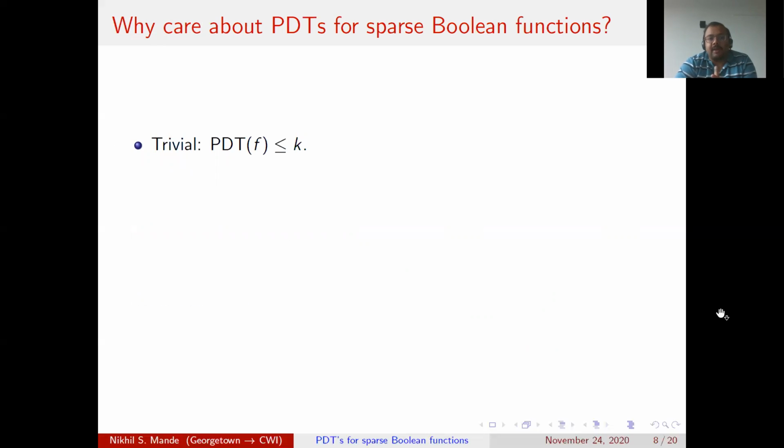Why do we even care about parity decision trees for sparse Boolean functions? First of all, what's a trivial upper bound? Suppose the Fourier sparsity of a function f is k. So write out its Fourier expansion, f equal to summation f hat of alpha chi alpha. Now you can just query all the values of the chi alpha. So you just query all the parities that are present in the Fourier support. And the moment you have the answers to all of these, just plug it into the Fourier expansion and you just get out the value of f directly. So a trivial upper bound on the parity decision tree complexity of f is its Fourier sparsity.